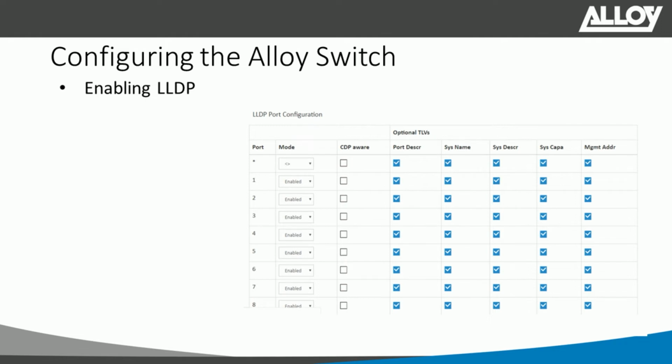To configure LLDP, you need to go through to the Configuration, LLDP menu, under the LLDP port configuration. This is just a print screen of that page. You change the mode, select Enable for LLDP, and select all the ports that you want it to apply to, then just select Apply.